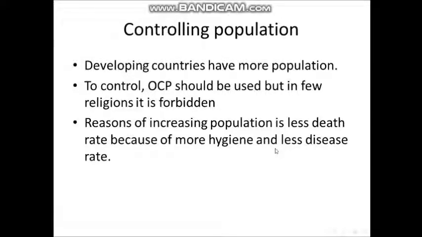Now how can we control population? See, there are two things, as we said, birth rate and death rate. We cannot tell the people that are already present to die, but we can control the people that are being born. So to control that, OCPs, meaning oral contraceptive pills, should be used so that the birth rate can be controlled. But in a few religions it is forbidden, and so this can be a reason for increasing population.